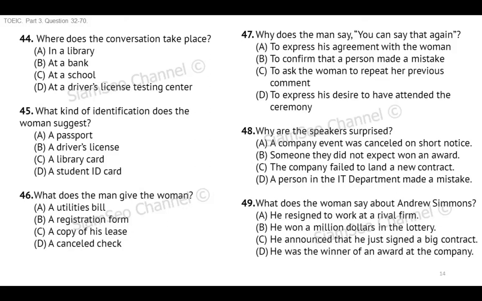Questions 47 through 49 refer to the following conversation. Did you attend last night's awards ceremony? I had planned to go, but I needed to work late to complete the budget reports for tomorrow's meeting. That's a shame. It was the most surprising event I've attended in my 5 years here. You can say that again.